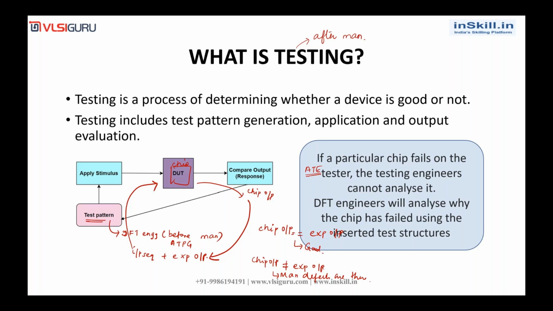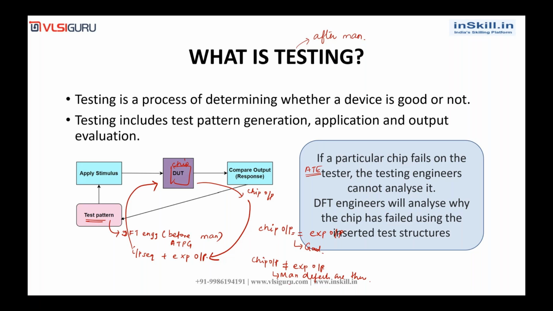During testing, the input sequence will be applied onto our chip, and then the output of the chip will be compared with the expected output. If the output of the chip is the same as the expected output, then our chip is good. It is not having any manufacturing defects. But if the output of the chip is different from the expected output, then our chip has failed and there are some manufacturing defects in the chip.